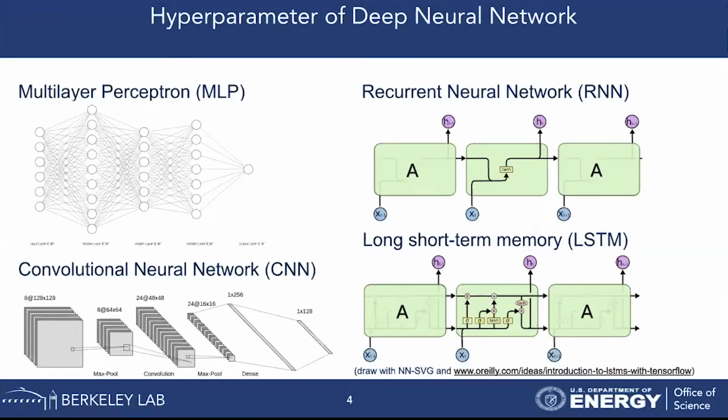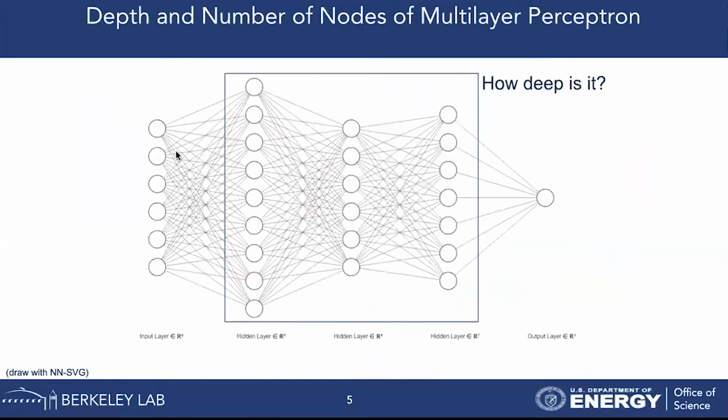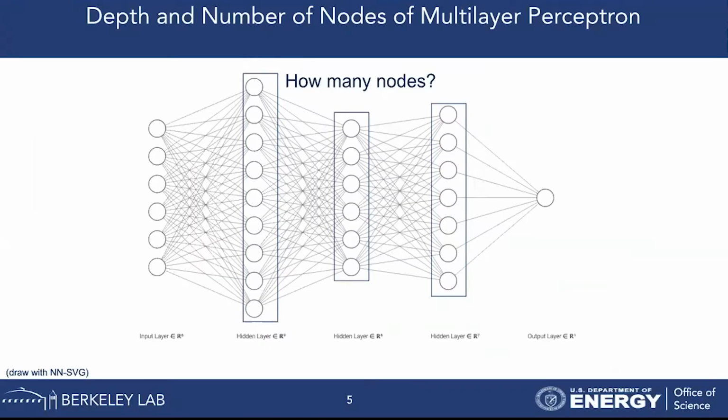Let me briefly explain what hyperparameters for a neural network are. Okay, these are some hyperparameters for a multi-layer perceptron. For example, we should decide how deep our neural network is. And also if we decide the number of layers, then we need to decide how many nodes are in each layer.